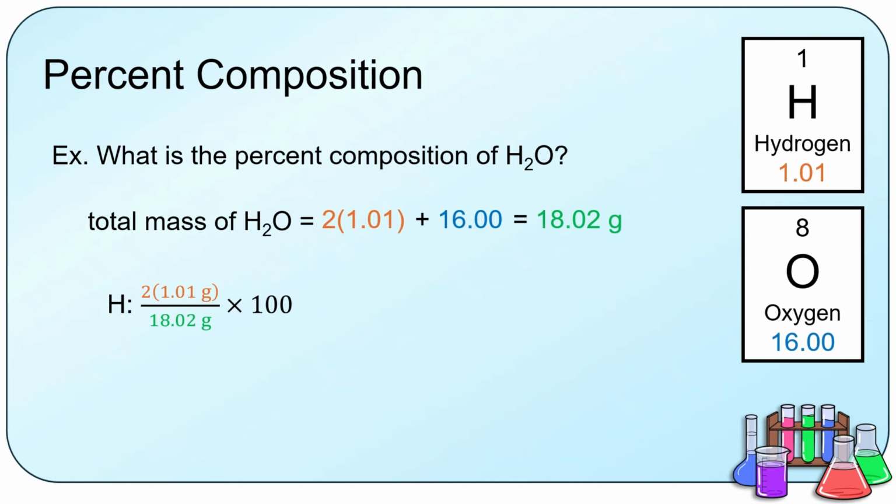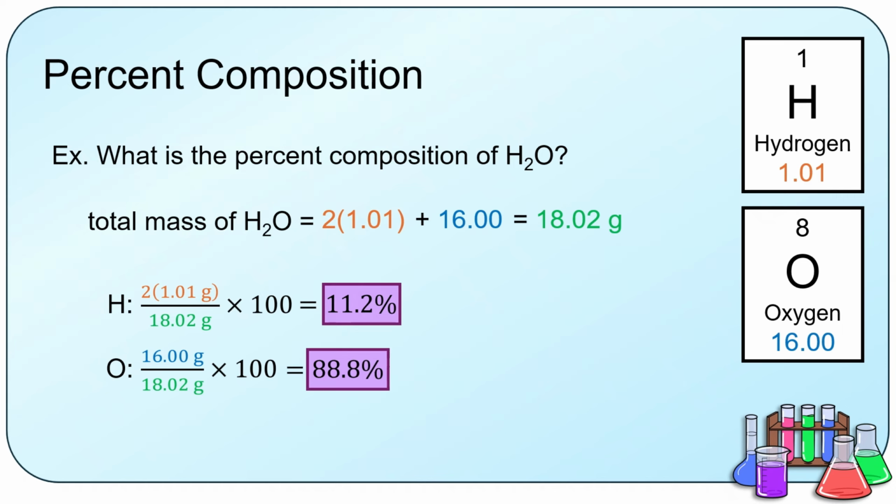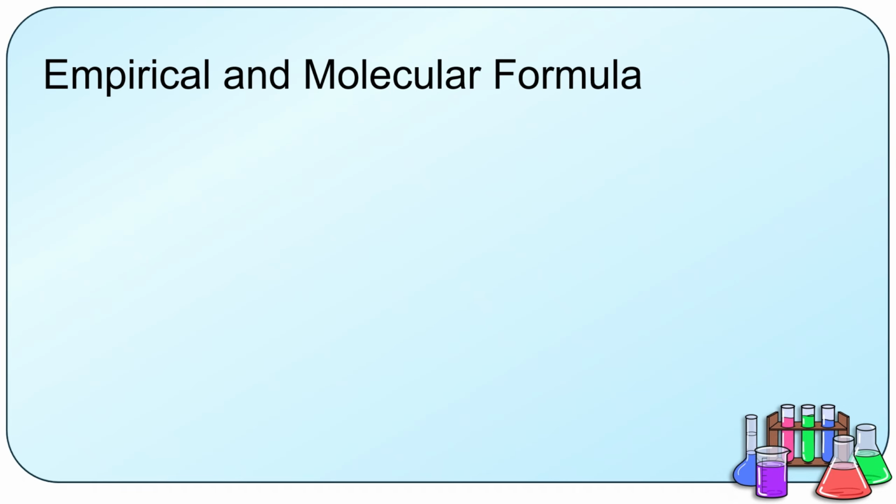The percent by mass of hydrogen is 11.2%. For oxygen, I'll take the mass of oxygen, which is 16, and divide by the total mass of water, which is 18.02, and multiply by 100. The percent by mass of oxygen is 88.8%. For the answer to this question, I would say that the percent composition of water is 11.2% hydrogen and 88.8% oxygen. Now let's move on to empirical and molecular formulas.